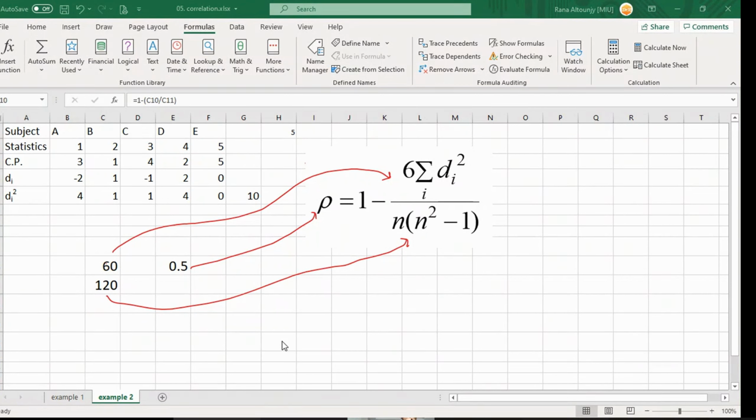Positive, yes. Positive, strong, weak, or medium? Medium, yeah. So if you notice, correlation is somehow an easy topic, but we need to know how to calculate. I want to mention one point. I will repeat it again later.